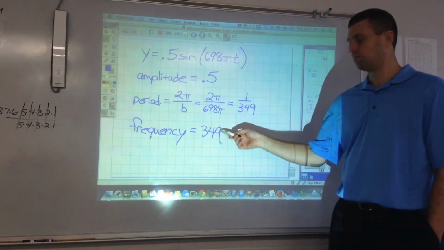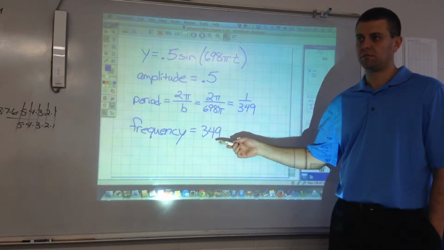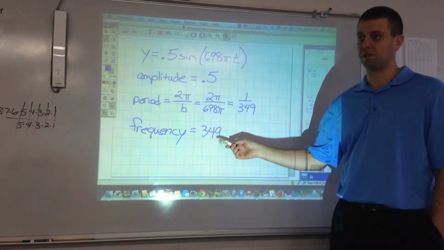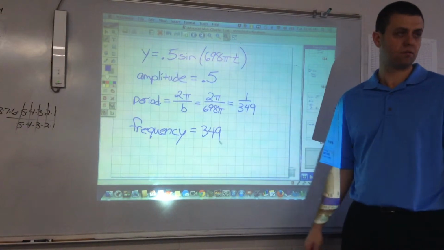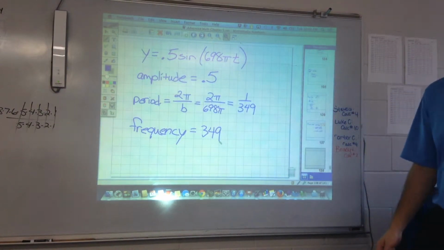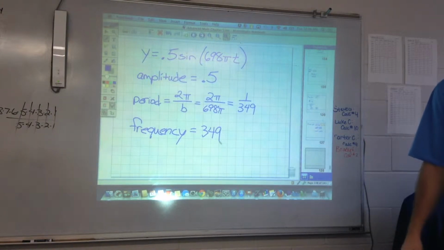Music-wise, the lower the frequency, the lower the note. The higher the frequency, the higher the note. A little bit of music there for you. It's about as cultured as I get. Sorry. Alright?